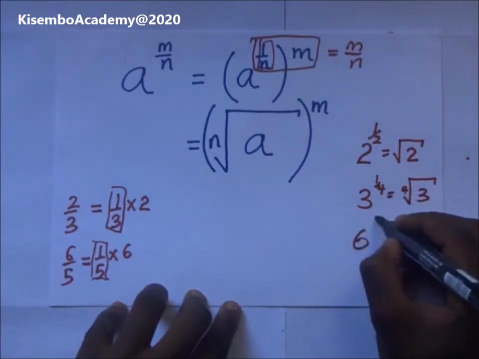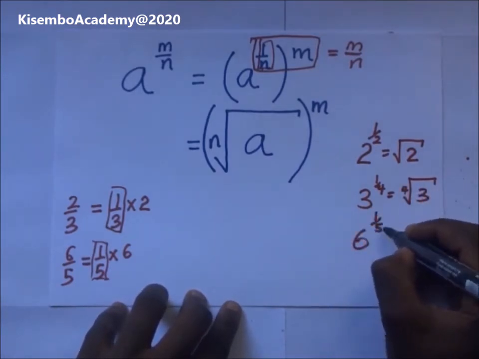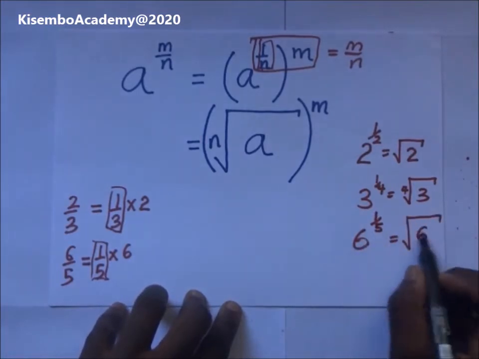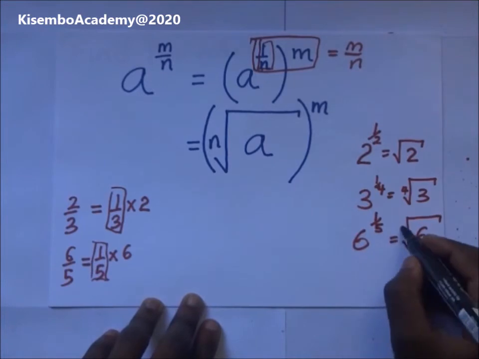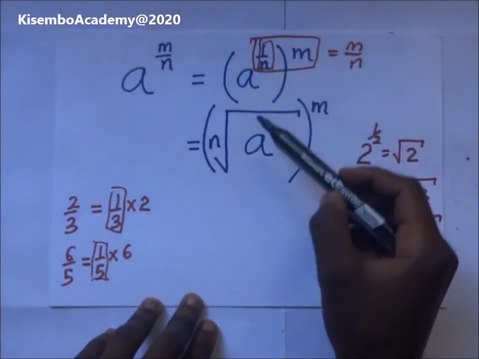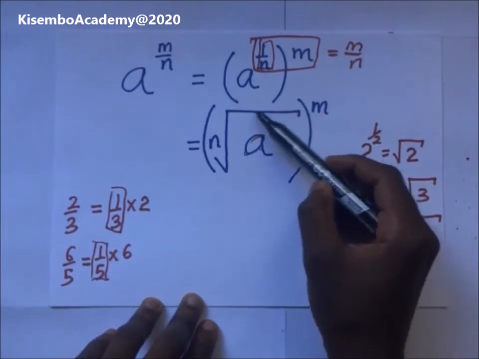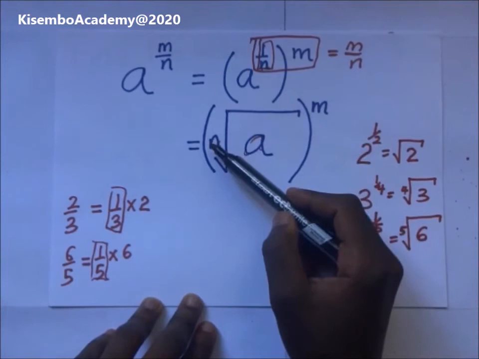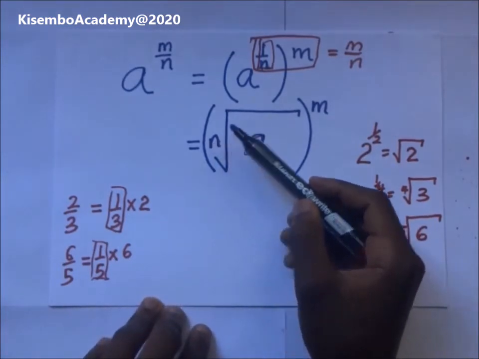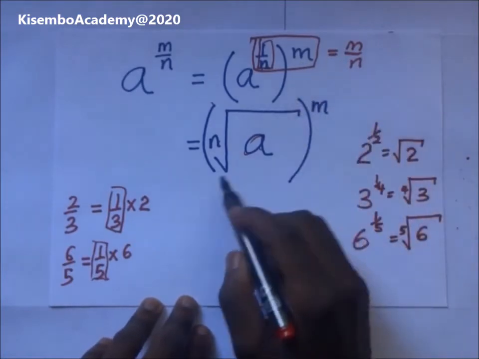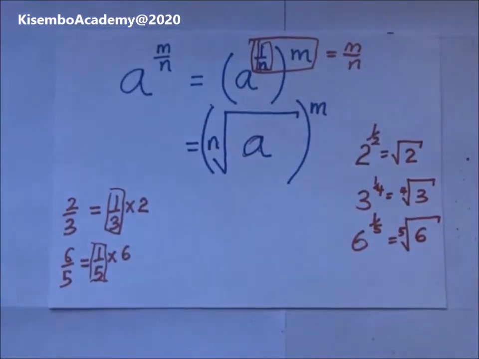If it is 6 to the power 1 over 5, it means it is equivalent to the fifth root of 6. That is what this means, 1 over n. So here we have a to the power the root of n. N can be any number, of course not 0. Then all this is to the power m, and this is the interpretation of that.